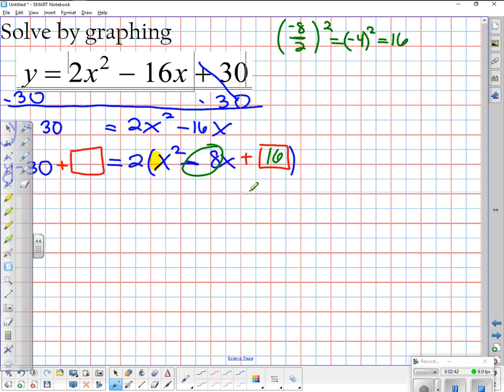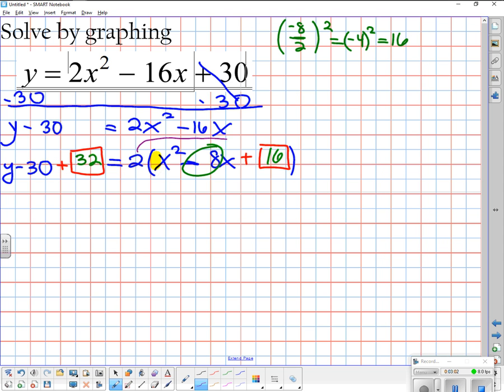Now, over here, even though you do to one side, you must do to the other. You don't do plus 16, you do plus 32. And you're saying, why are we doing plus 32? This is the reason why. Everything inside the parentheses should be multiplied by 2. So I'm not really adding 16. I'm adding 2 times 16, which is 32. That's why you put 32.